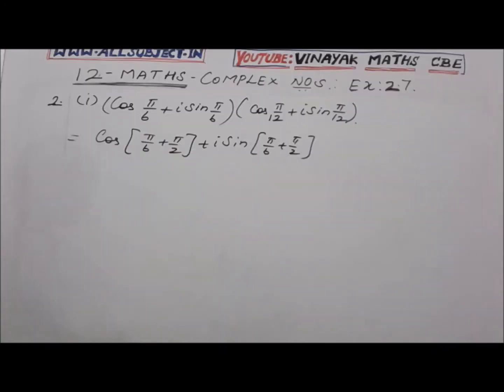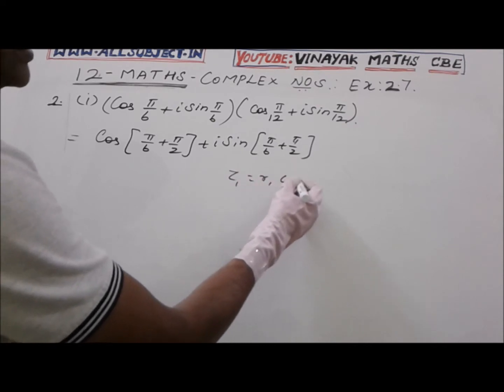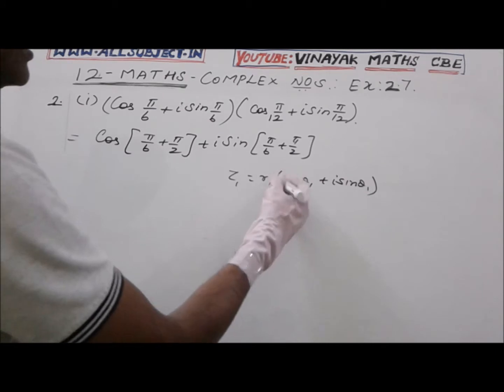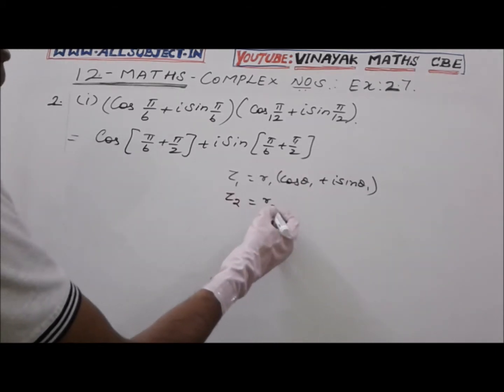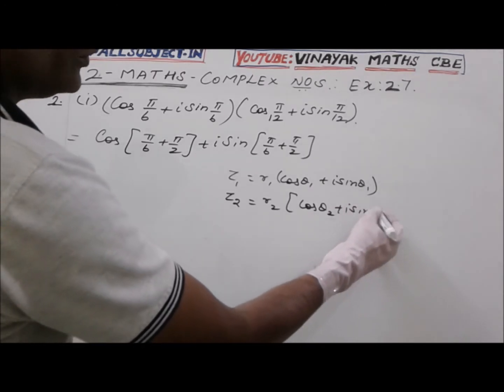Question number 2, subdivision number 1, exercise 2.7. There are two complex numbers in polar form. They are in multiplication. Z1 equal to R1 into cos theta 1 plus I sin theta 1. And Z2 equal to R2 into cos theta 2 plus I sin theta 2.